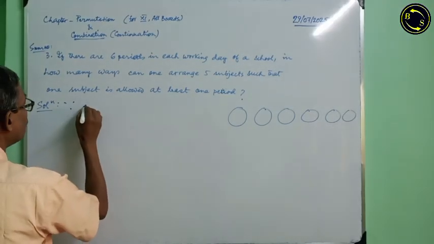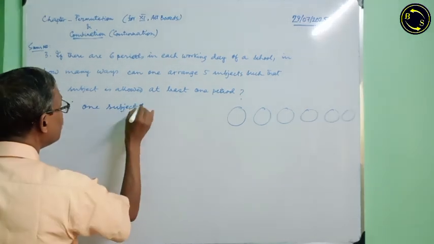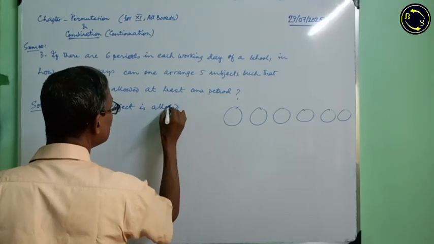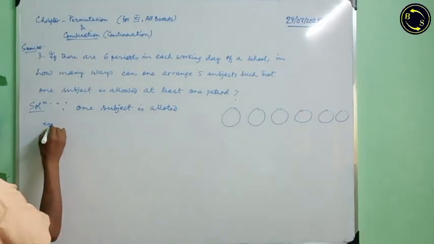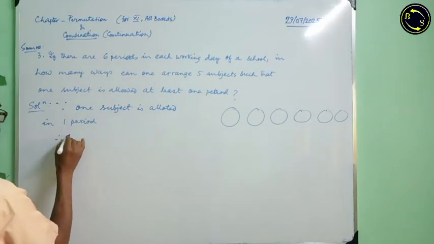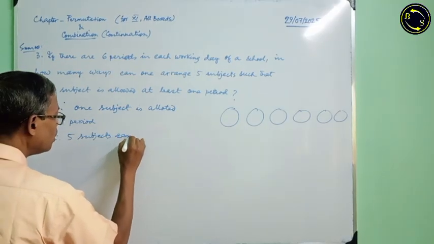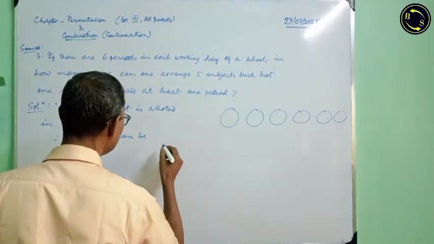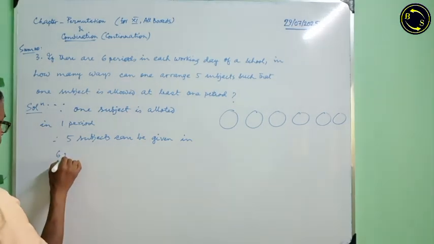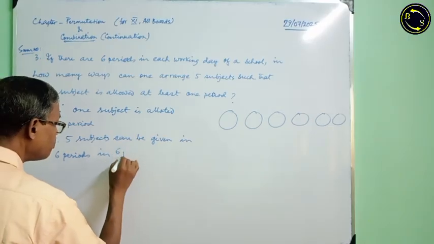since one subject is allotted in one period, therefore 5 subjects can be given in 6 periods in 6P5 ways.